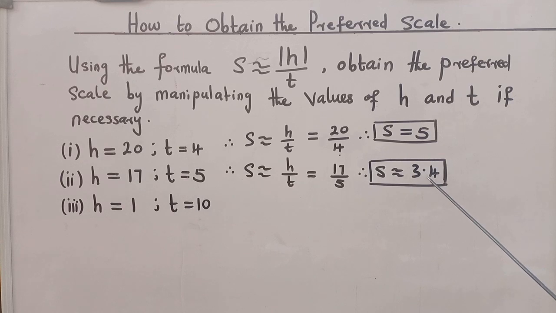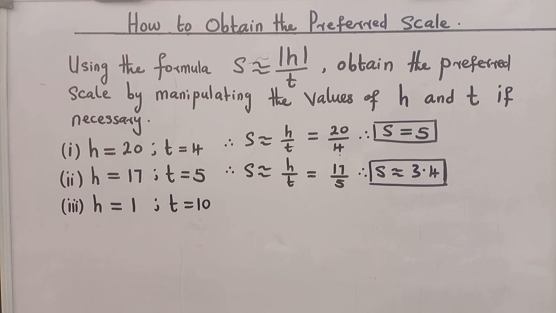Back to what I was saying before. This 3.4 is not a preferred scale. And now I have chosen not to manipulate this 17 and this 5. Instead, I want to manipulate the answer that I got afterwards. I want to make this become a whole number. Though 3.5 and 3.6 can still serve, even 3.8 can serve. But the most preferred after 3.4 is 4. 4 is not so far from 3.4.